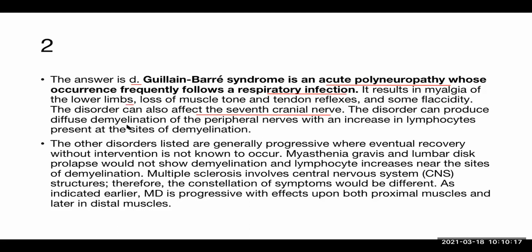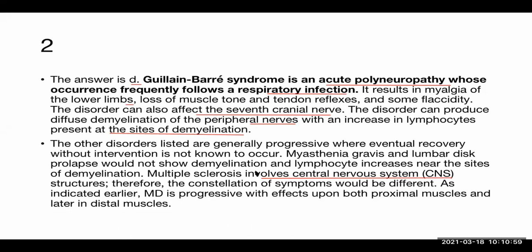The disorder can produce diffuse demyelination of the peripheral nerves with an increase in lymphocytes present at the site of demyelination. All the clues point towards the same thing. But your teacher may ask you why this is not a case of multiple sclerosis. Now remember, multiple sclerosis only involves central nervous system neurons or structures. And clearly here, the peripheral nervous system is involved. So multiple sclerosis is ruled out straightforwardly. Okay, this is not a case of multiple sclerosis because the peripheral nervous system is involved or affected.